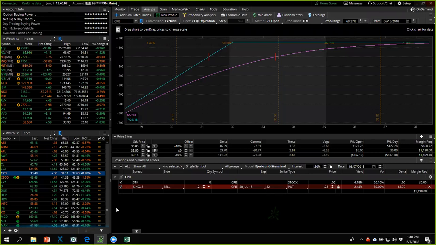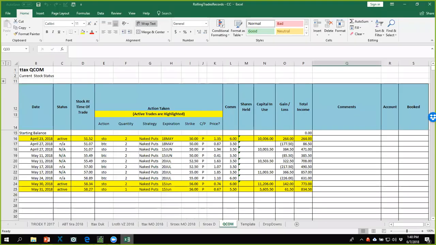As far as the other calls go, I have re-entered QCOM. I did that also May 30th and 31st. This was a mistake. Originally, not a mistake, but I sold 2 of them. 2 is all I wanted to sell. But I got confused the next day when I was looking at my account, and it looked like I'd only done 1. So I did 1 more, and now I have 3 of them. It's okay. I'll just manage it and see how much we can make off of 3 of them.